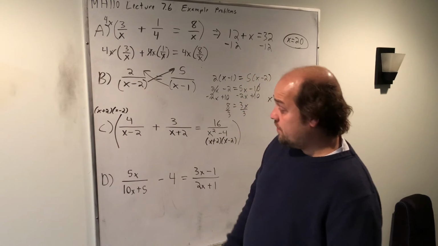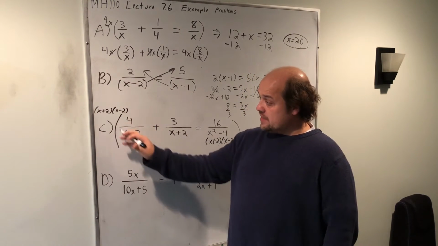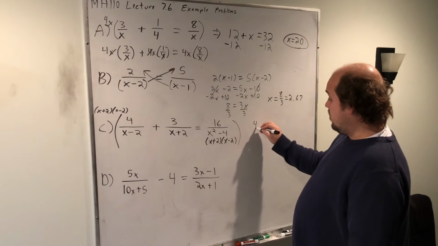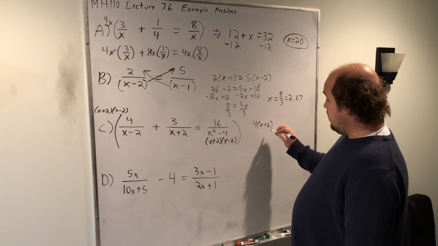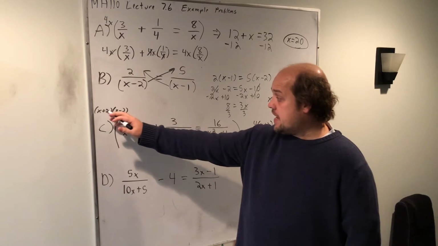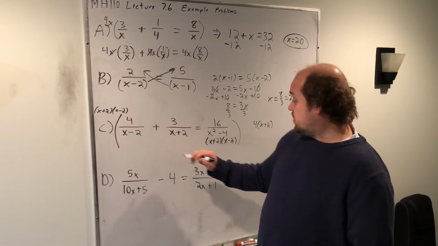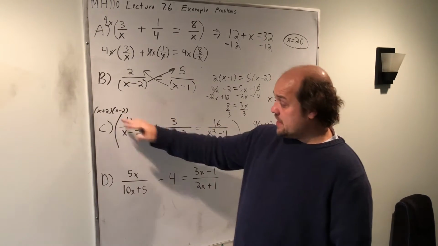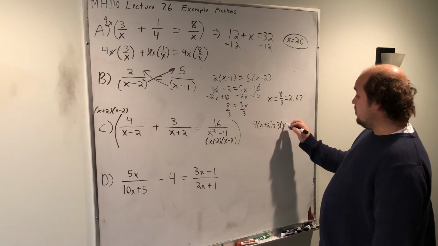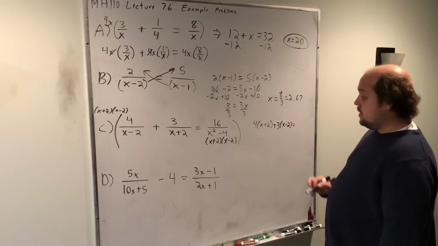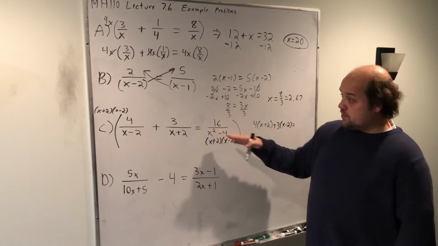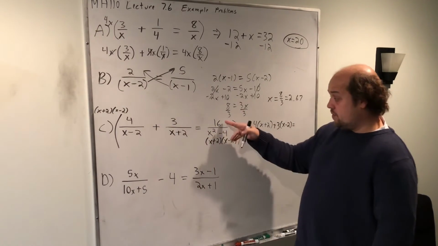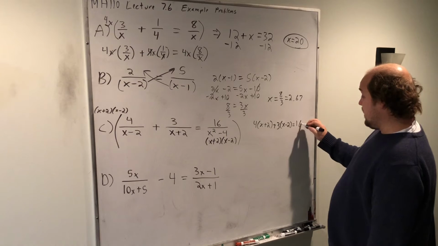What happens in the first fraction is the x minus 2's cancel, and I'm left with this x plus 2 times this numerator 4. In the second fraction, this x plus 2 cancels with this x minus 2, and I'm left with the 3 that's in the numerator times the x minus 2 that's left over. This is all equal to, when I multiply by this whole bottom, everything cancels, so I'm just left with the 16 that was already there.